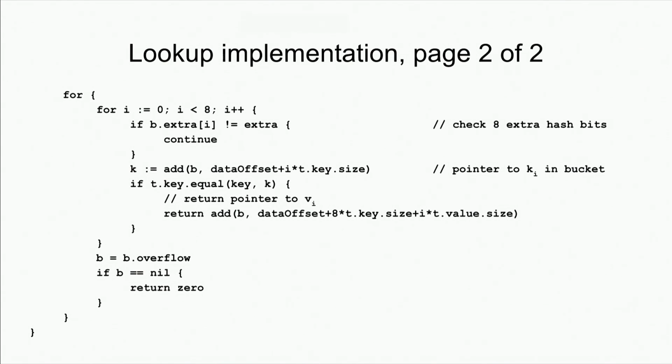And if that returns true, that we found the key we're looking for. And we just return, again, this crazy computation that tells us where the value is in that bucket, the corresponding one to that key. And if we go through all 8 entries, we don't find what we're looking for, then we have to look through overflow buckets. And so that last little bit just looks through overflow buckets, if there are any, until we find what we're looking for.